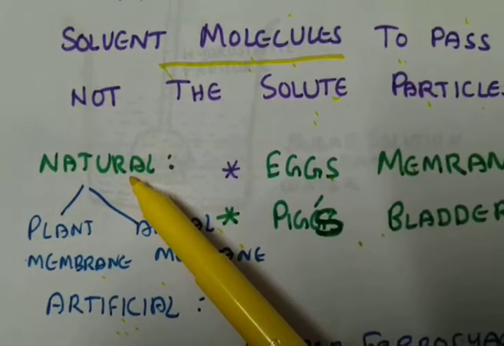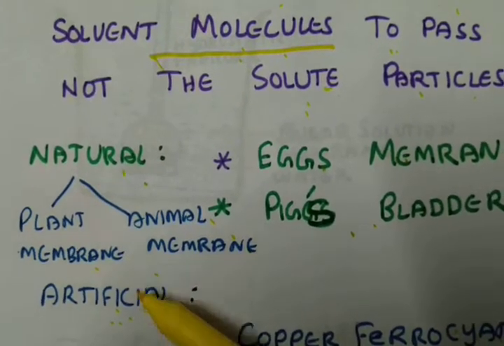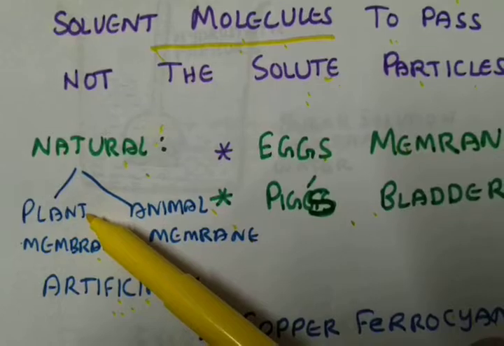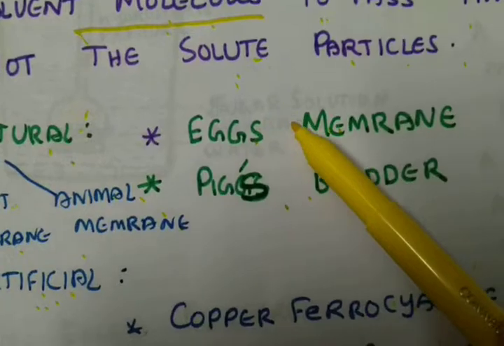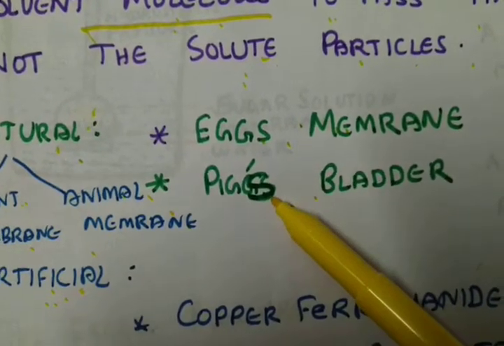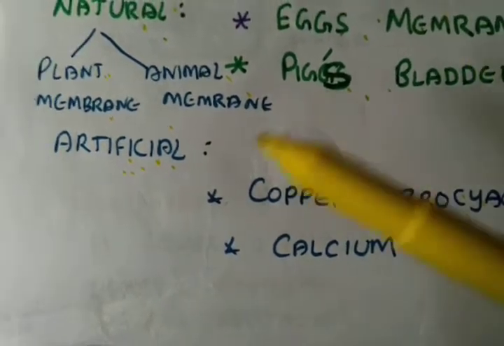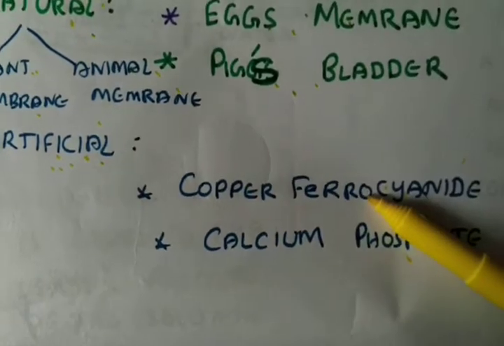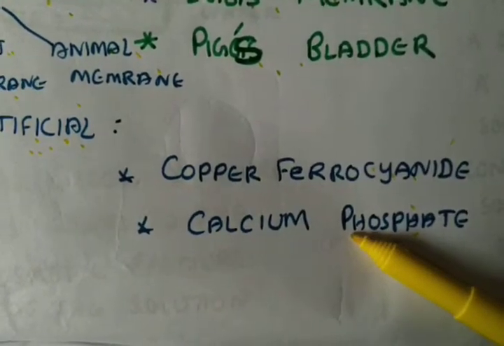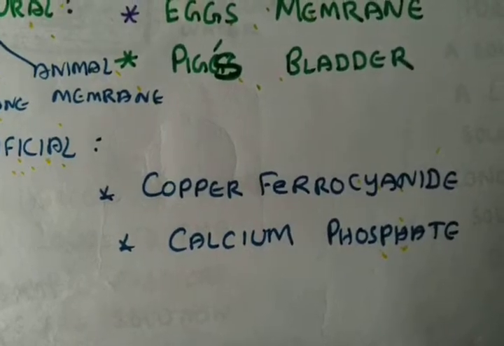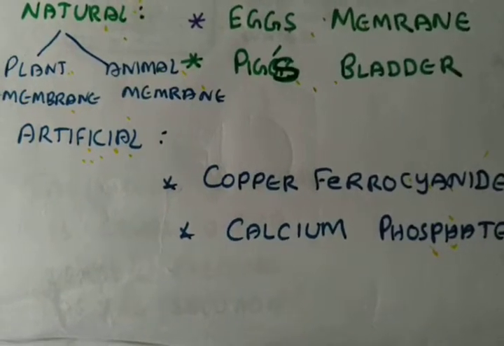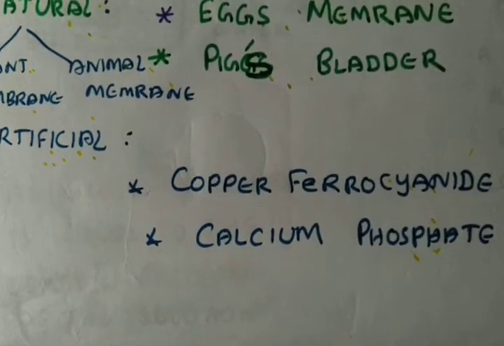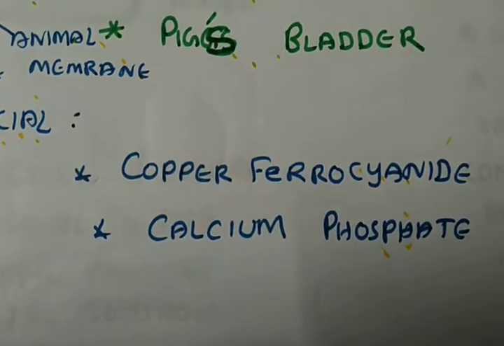Semi-permeable membranes are natural and artificial. Natural ones can be plant membranes or animal membranes. Some examples are an egg's membrane and a pig's bladder. Artificial membranes are copper ferrocyanide and calcium phosphate. Copper ferrocyanide or calcium phosphate in the walls of porous pots are nowadays extensively used.